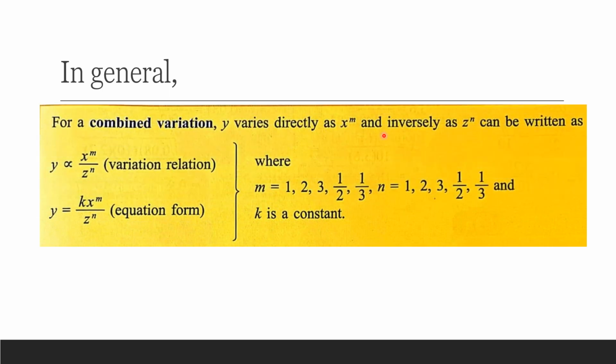In general, for combined variations, Y varies directly as S to the power M and inversely as Z to the power N, can be written like this. This is the variation relation, and when written in equation form it is Y equals K, where K is a constant, S to the power M over Z to the power N. So M can be 1, 2, 3, 1 over 2, 1 over 3, and N also can be 1, 2, 3, 1 over 2, and 1 over 3.